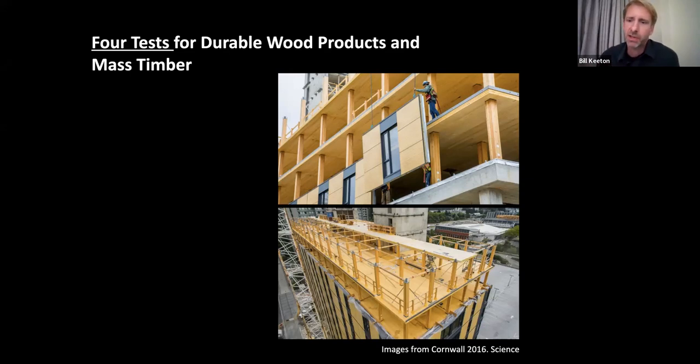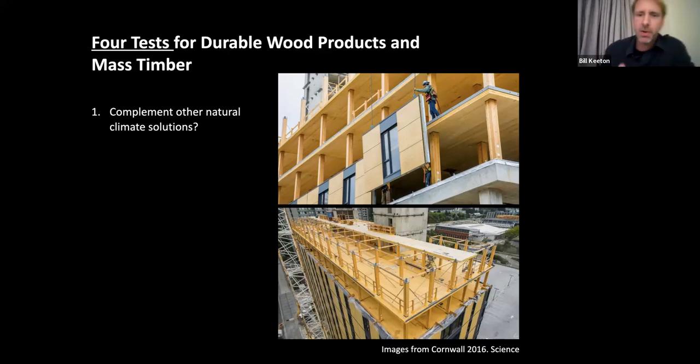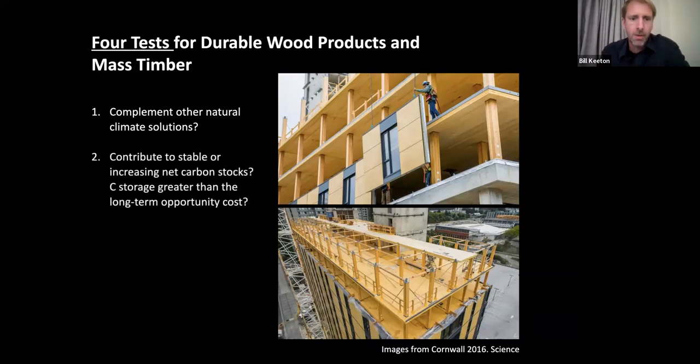So this has led me to this idea of needing a simple set of criteria or tests. And I'm calling this the four tests for durable wood products and mass timber. So four simple things we can think about. Number one, and we'll go through each of these in detail in just a minute: does the production of durable wood products complement other natural climate solutions? So complement but not compete with the other items in our portfolio.